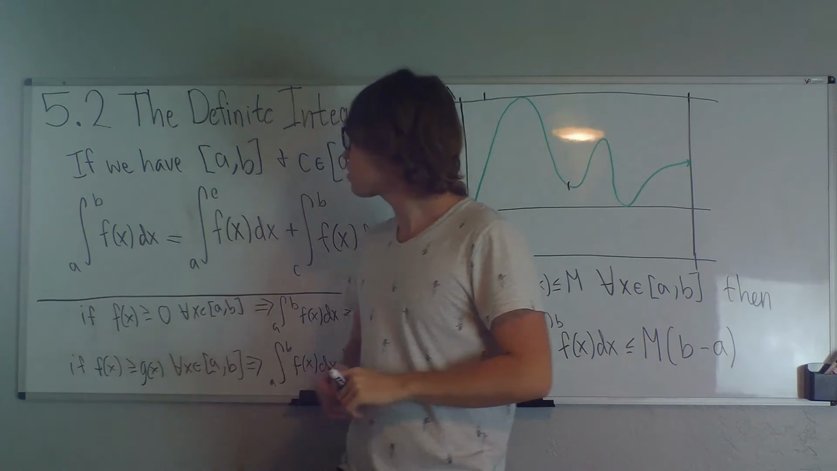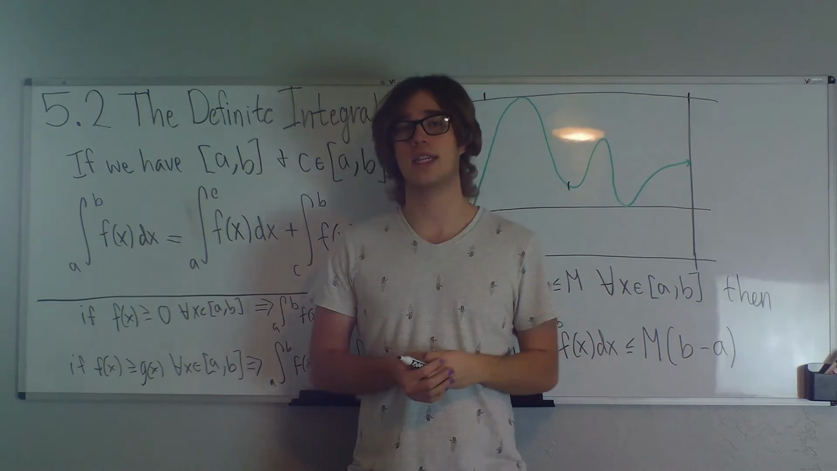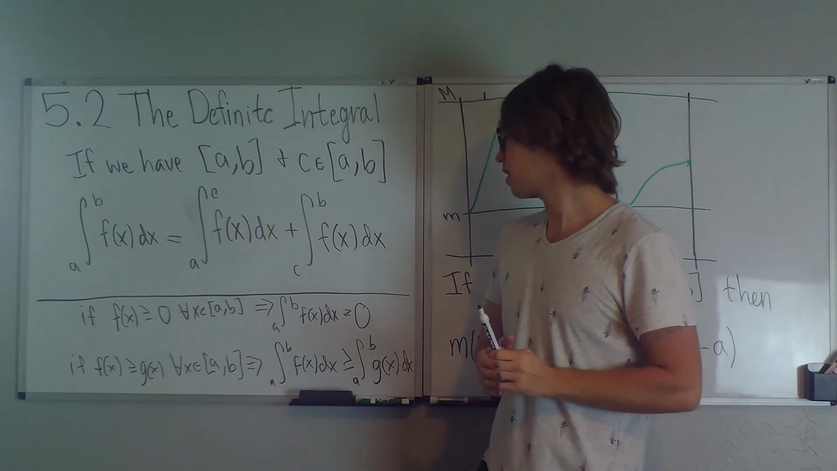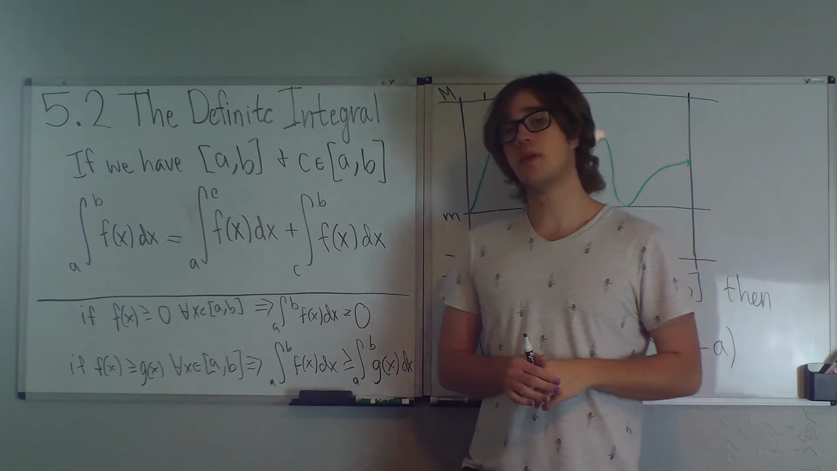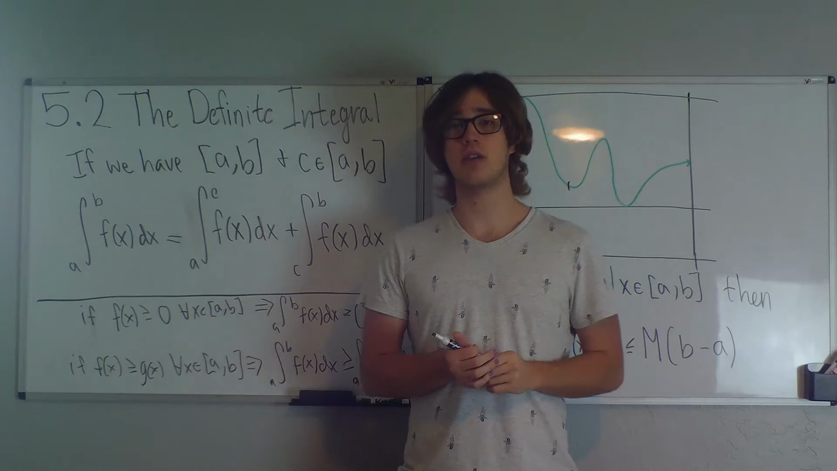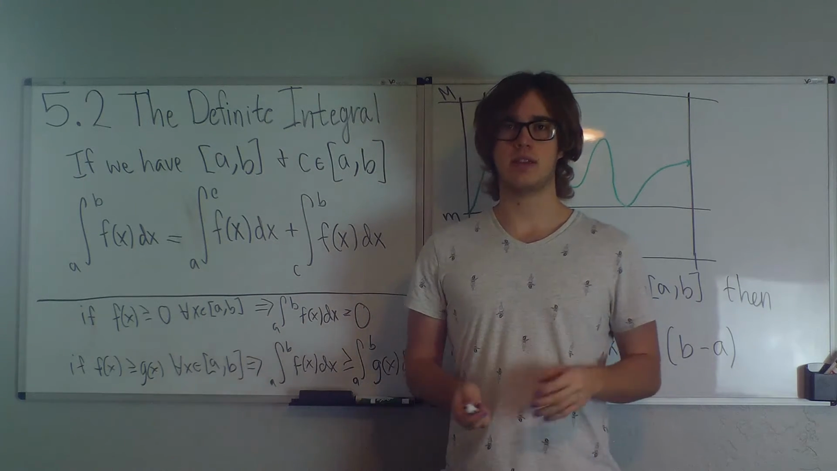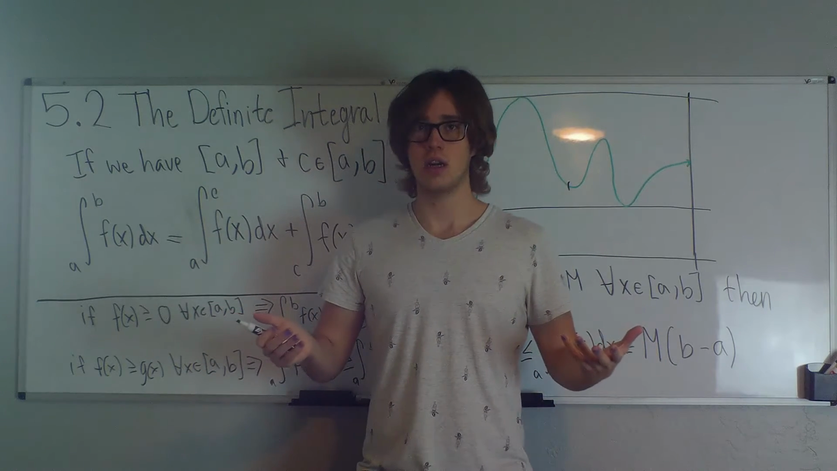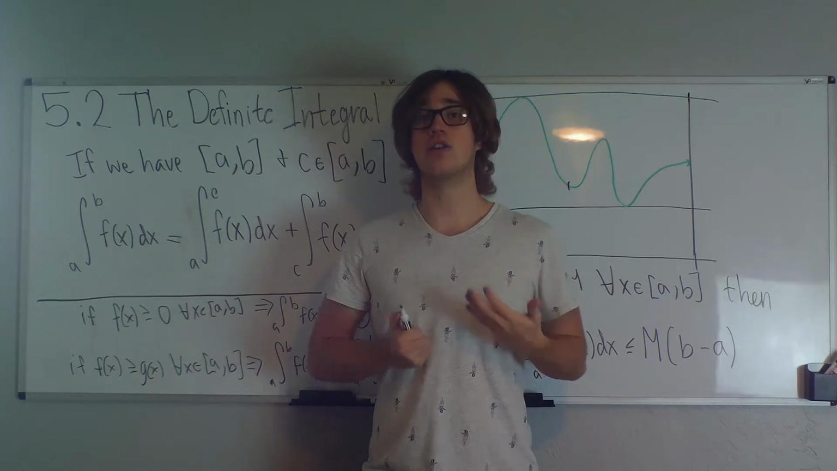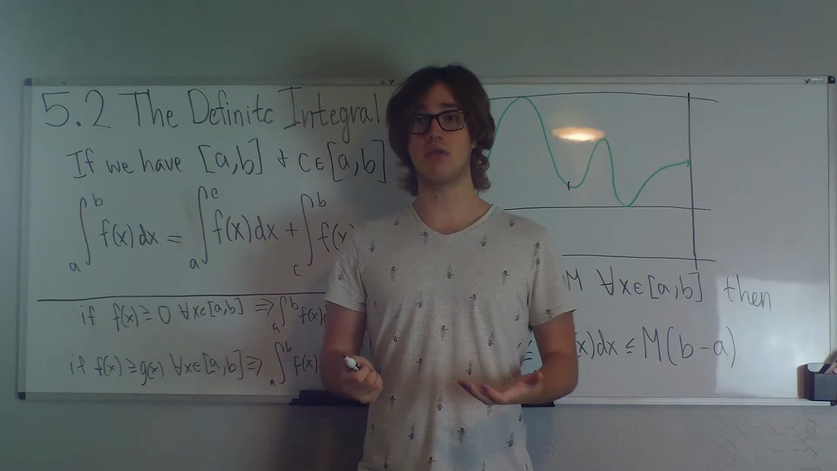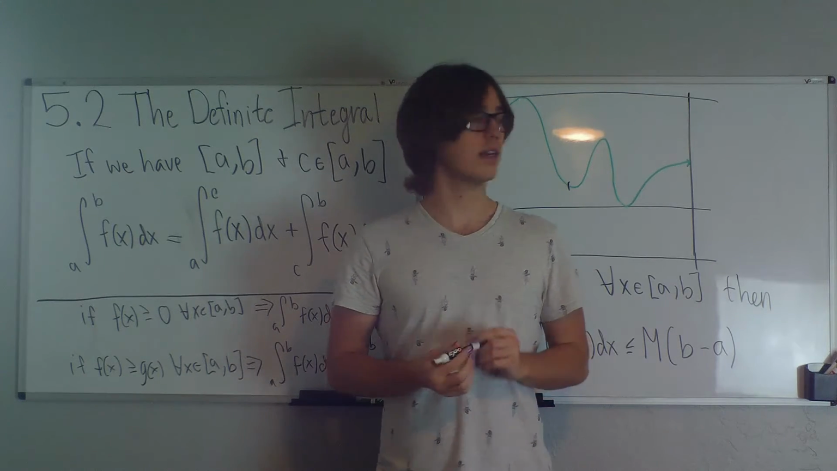And then if f of x is greater than g of x for all x in a to b, this means that the integral from a to b of f of x dx is going to be greater than the integral of g of x dx. And that should make sense, right? If f of x is bigger than g of x, then the area under the curve of f of x is going to be greater than the area under the curve of g of x.